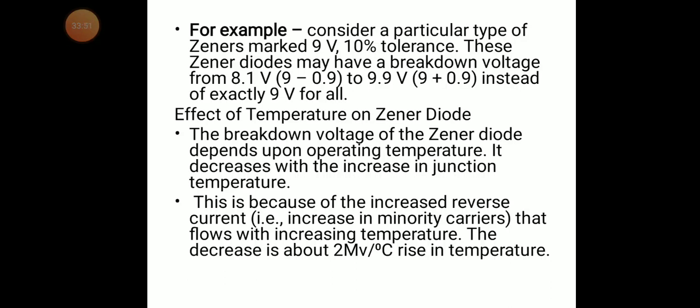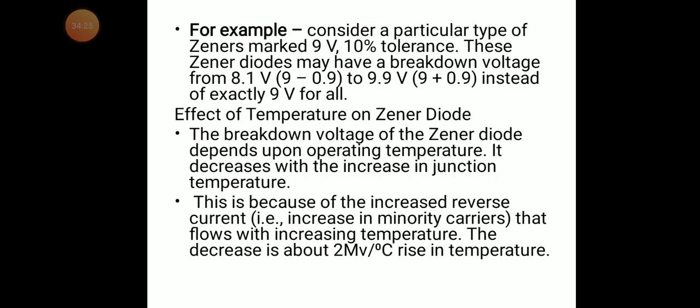We should also know this tolerance. Why? Because we take it as 9 volts, but we have a range between 8.1 and 9.9 volts. So our application should also be designed like that. The application should accept 8.1 volts and it should withstand 9.9 volts. It should allow the minimum value and withstand the maximum value. Then only our application will give the correct values.